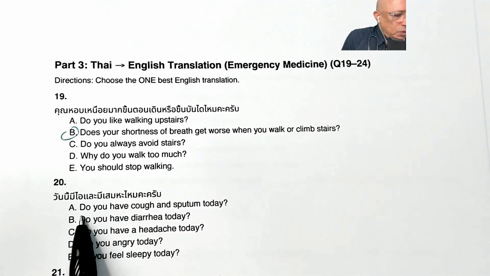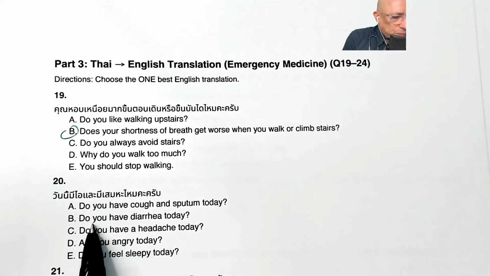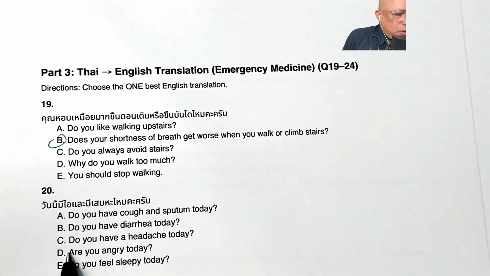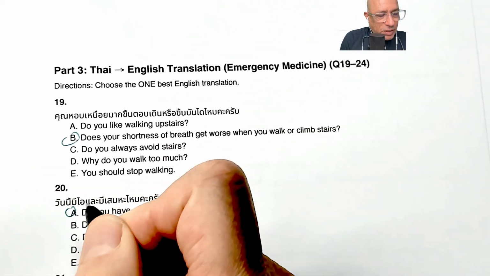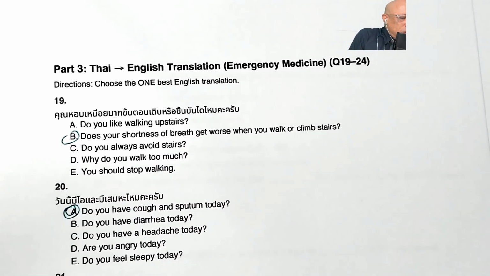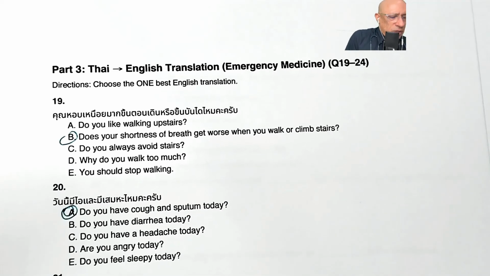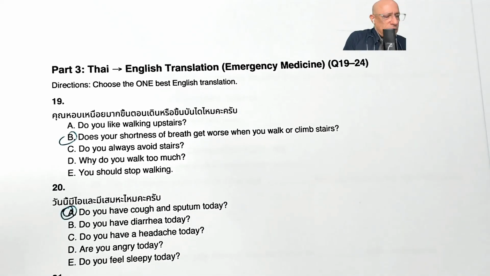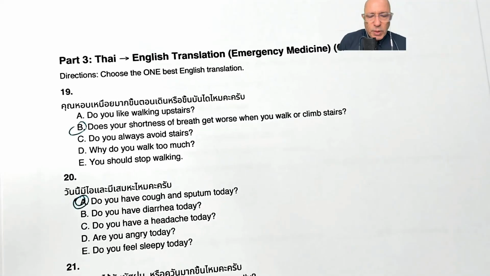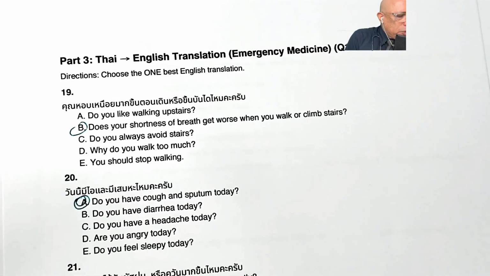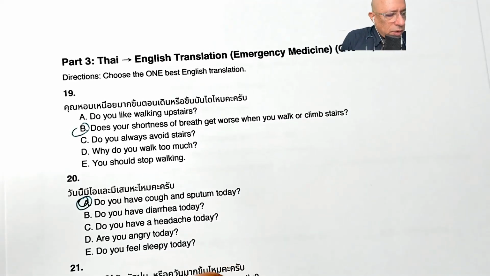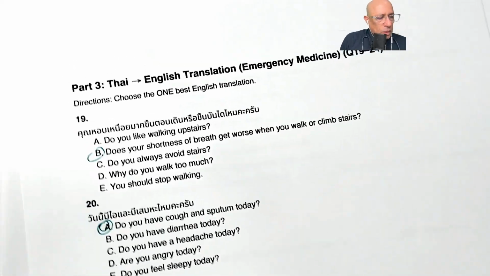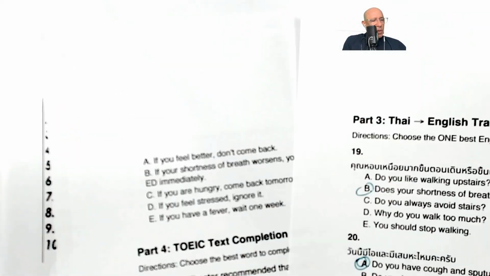20, do you have cough and sputum today? Do you have diarrhea today? Do you have a headache today? Are you angry today? Do you feel sleepy today? I think that's pretty easy to understand. And, okay, that's a reasonable translation, I think. Not that I can read the Thai very well. 21, let's go through this. Have you eaten more spicy food recently? Have you been exposed to more PM 2.5 dust or smoke recently? Correct answer is B. All right, and you can continue and complete this on your own.